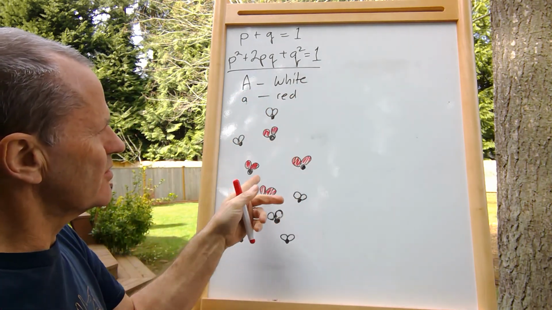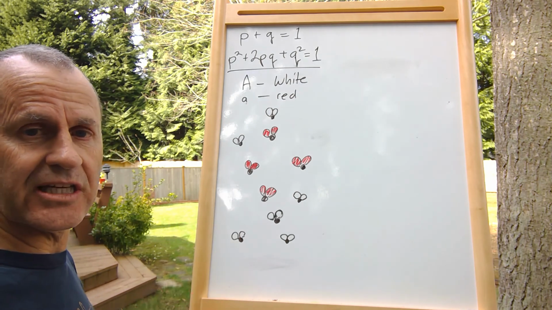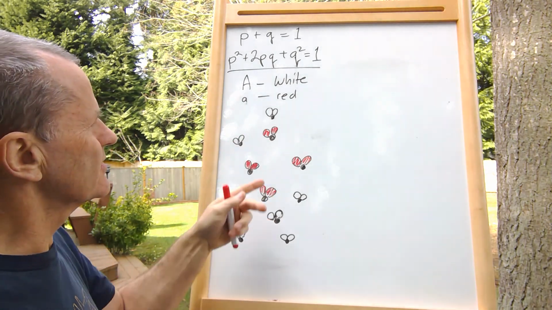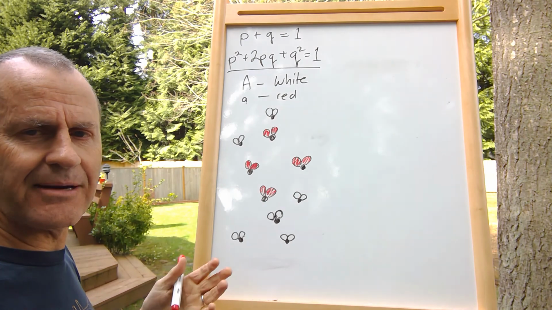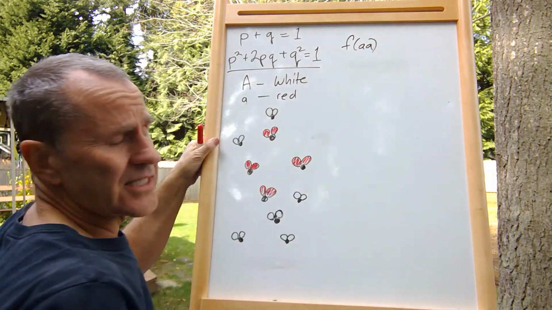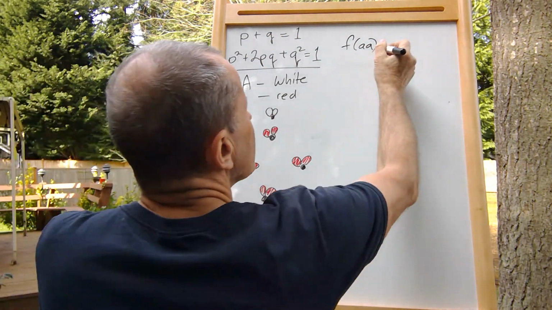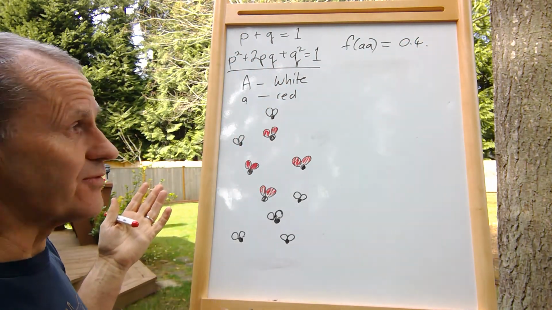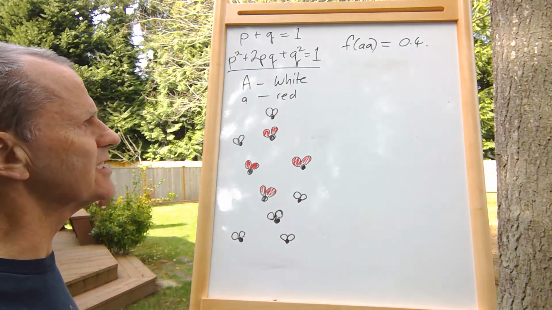And therefore we've got the situation here where we've got 4 out of 10 of our population, that is 0.4, being the homozygous recessive. Because of course to have red wings, they're not permitted to have one of the capital A's. And so we know that the frequency of this genotype here, which gives rise to the red-winged phenotype, is 0.4.